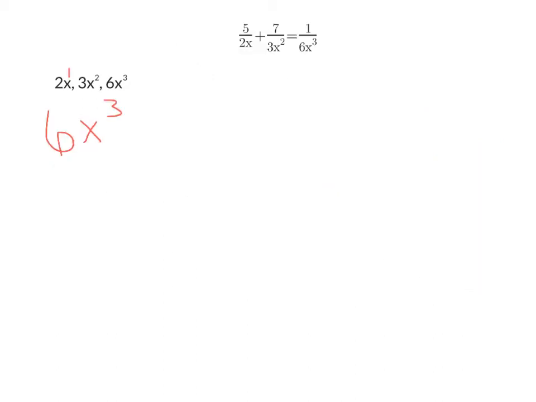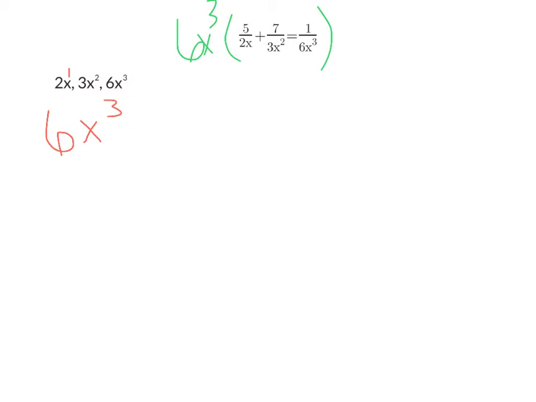Now that we know how to find the least common denominator, let's see how we use it to help us solve rational equations. So if I look at my equation that I have here, 5 over 2x plus 7 over 3x squared equals 1 over 6x cubed. We already found in our previous example our least common denominator of 6x to the third. To get rid of my denominator, or to clear it, I'm going to multiply my entire equation by the least common denominator. So I'm going to take that 6x to the third and multiply each term by it.